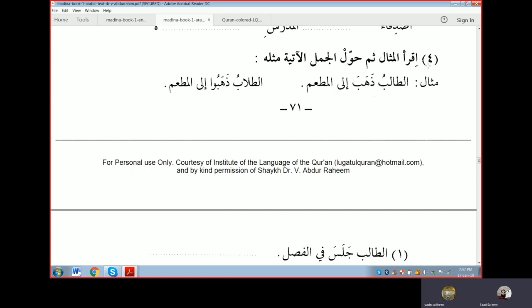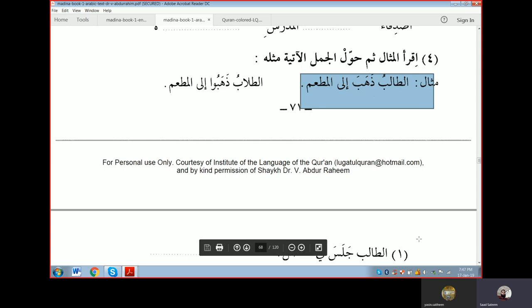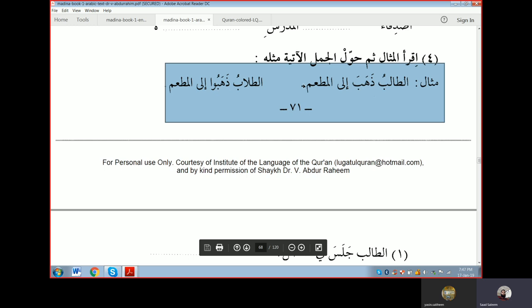Next question. Iqra' al-mithal, read the example, then change the following sentences like it. So he is asking you to first read this example, then change all of the following sentences according to this example.